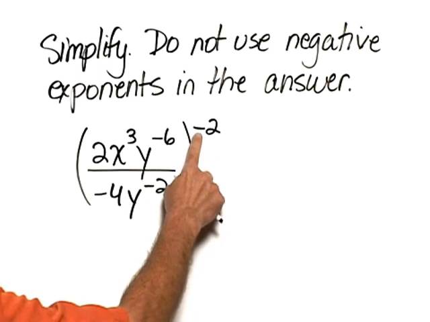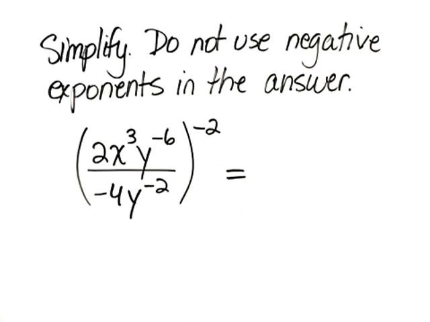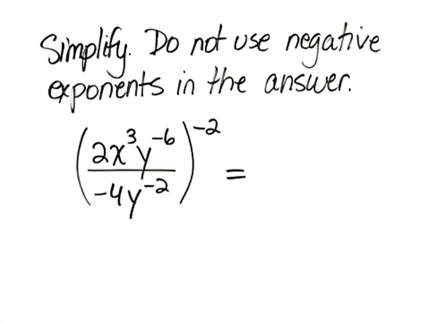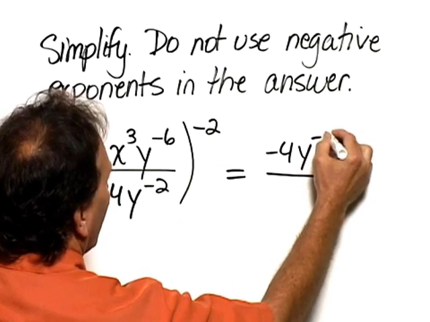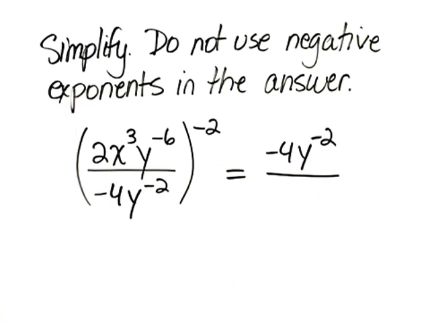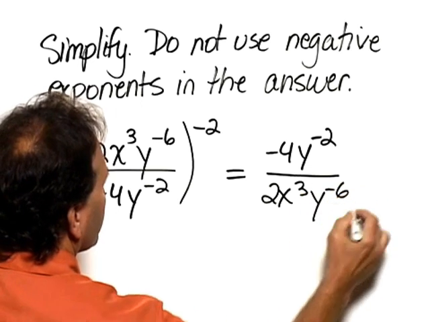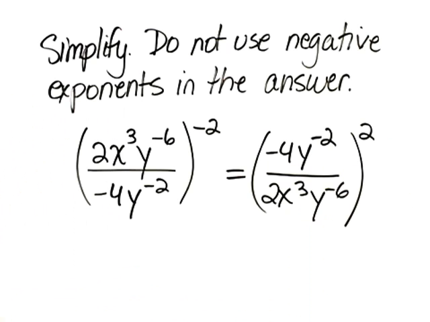Let's deal with this negative exponent first, and the rule of exponents tells us that if we have a quotient raised to the negative power, we can take the reciprocal of the quotient. So let's start with that, negative 4y to the negative 2 over 2x cubed y to the negative 6, and raise it to the positive exponent, in this case, squared.